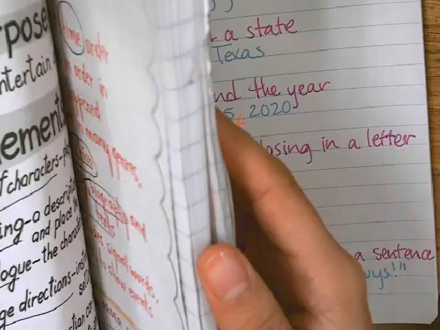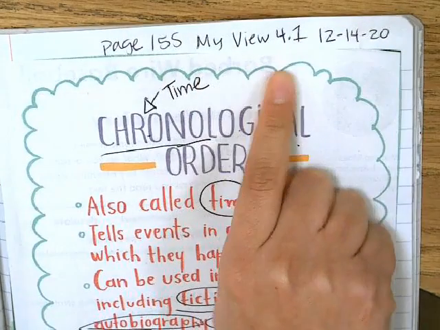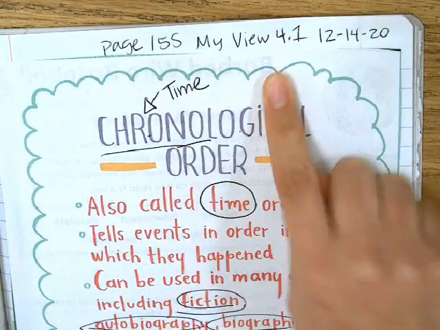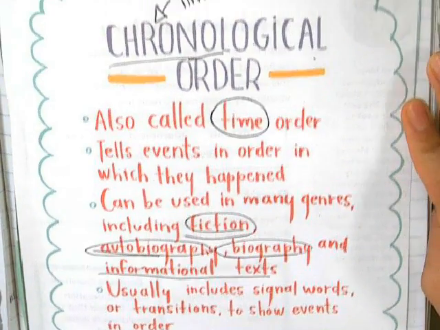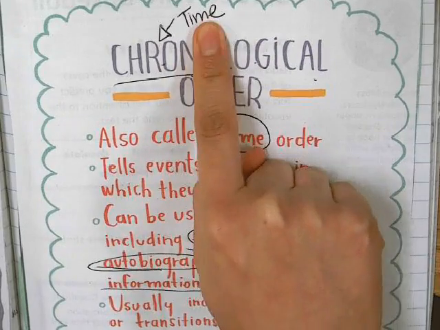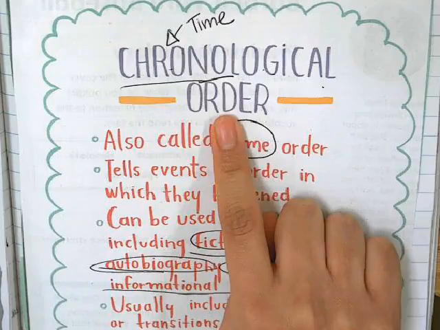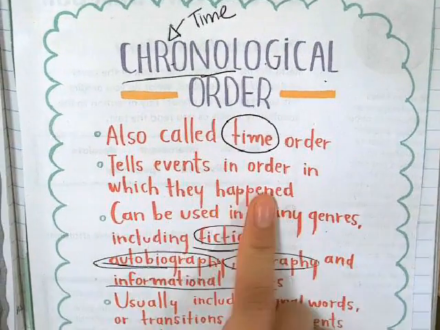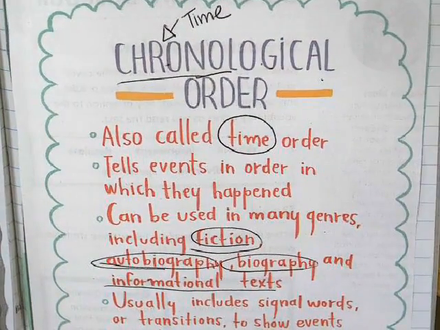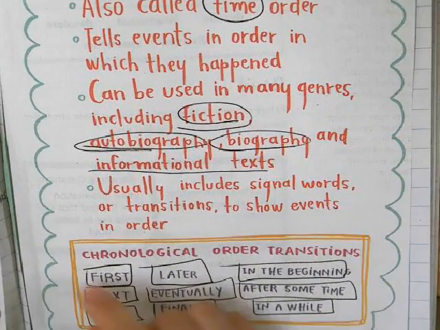Okay, so we also cut and pasted our anchor chart. That's on page 155, My View 4.1. Okay, this is before our story this week, so make sure you cut it out. Chrono, remember, chrono means time. Logical, of course, it's just time order, guys. That's time order. It tells events in the order in which they happen. We're looking at another biography, so that's why it's important to know chronological order.